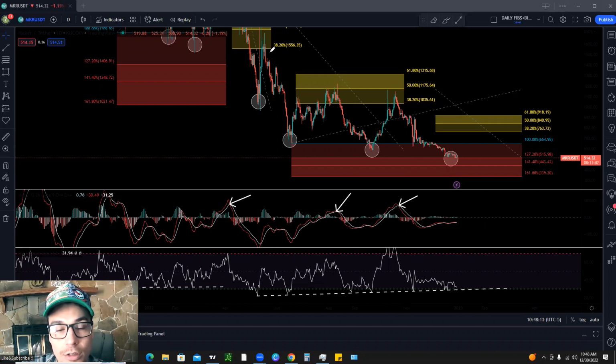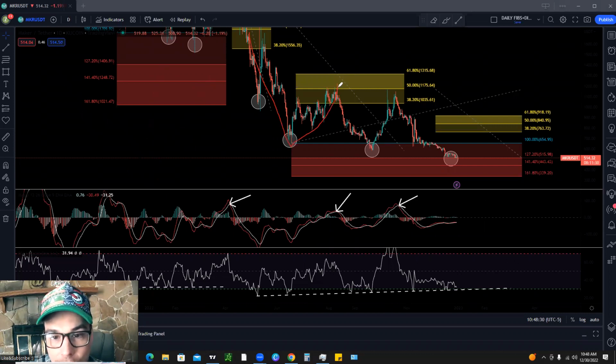So the way you work, the way you use this and make it work is nothing moves in a straight line down and nothing moves in a straight line up. What happens if something's in a downtrend, it goes down, it retraces up, and then it continues that downtrend. So that's exactly what we're seeing right here. We have a sharp downtrend.